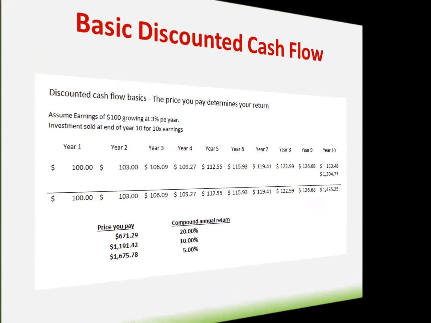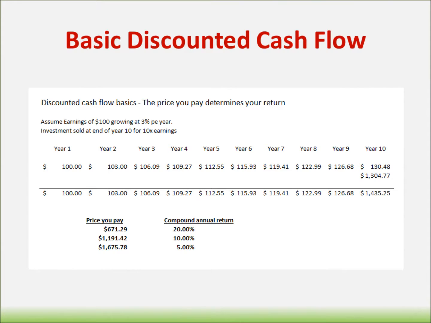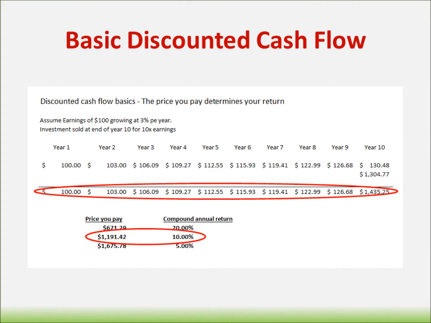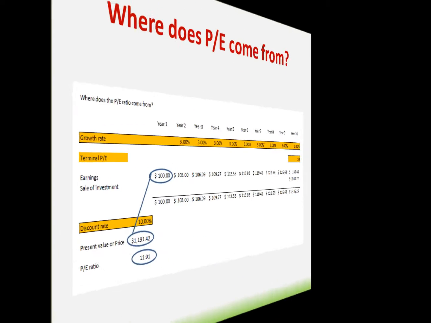So let's just first show a standard discounted cash flow mechanism here. And we have the following scenario where earnings are $100 assumed to grow at 3% per year, and we will sell the investment at the end of year 10 at a PE multiple of 10, which would result in the following stream of cash flows circled in red. Now, if you discount that back to the present value at 10%, your price will be $11.91 and 42 cents. 10% is the discount rate, but you can look at it the other way. If you paid $11.92 for that stream of cash flows, it would equate to a compound annual return of 10%. So that's the basic concept of understanding the discounting mechanism.